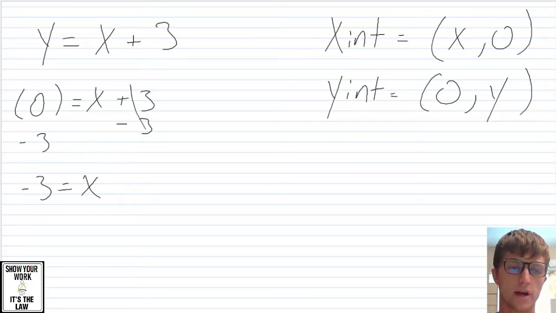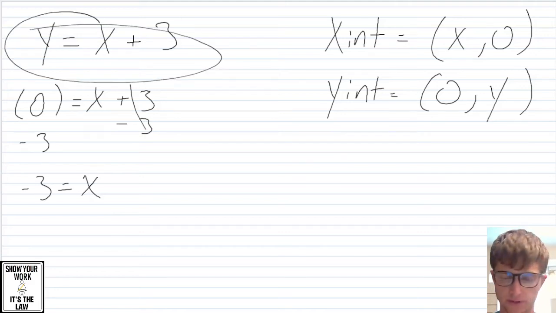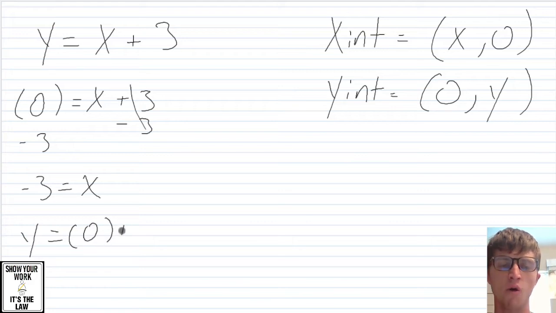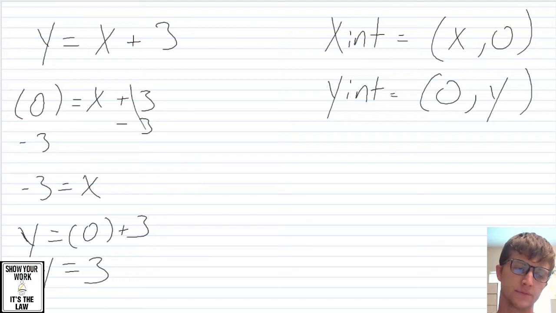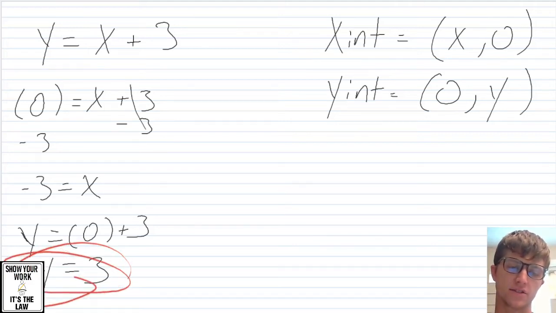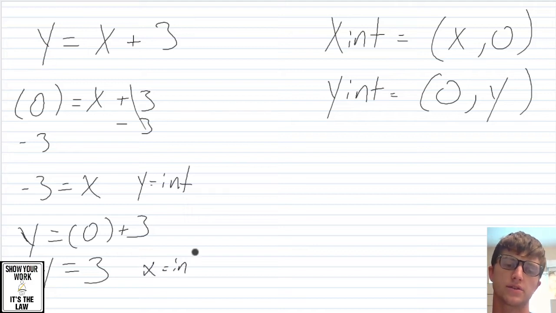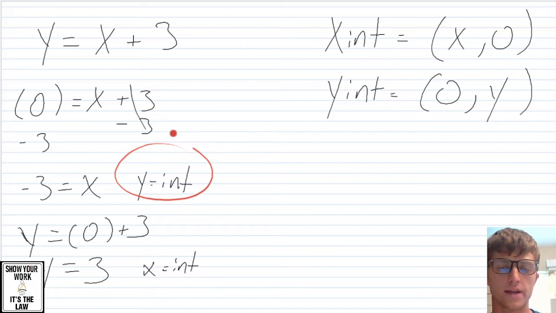What if we wanted our y-intercept? Well, our y-intercept says that our x is going to equal 0, so let's do substitution over here. So we'll say y equals 0 plus 3. Simplify, y equals 3. So this tells us that our y-intercept is y equals 3. It's a little backwards, right? x equals -3 is our x-intercept, and then y equals 3 is our y-intercept, because that's where our x equals 0, and that's where our y equals 0.